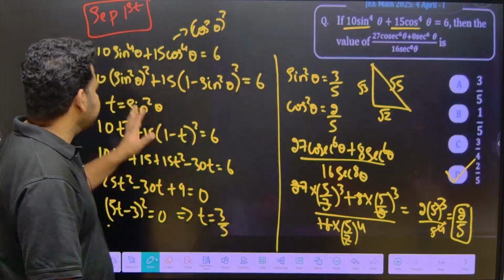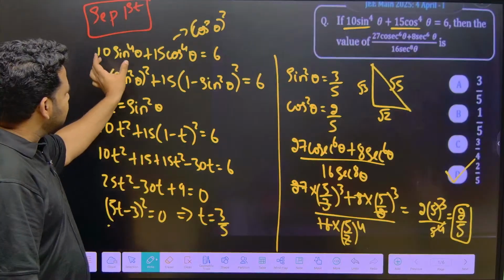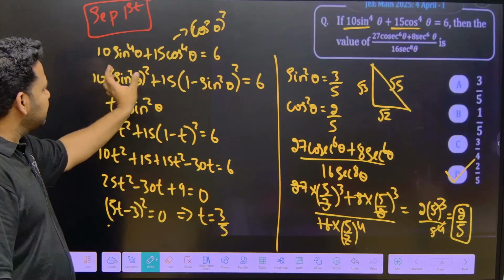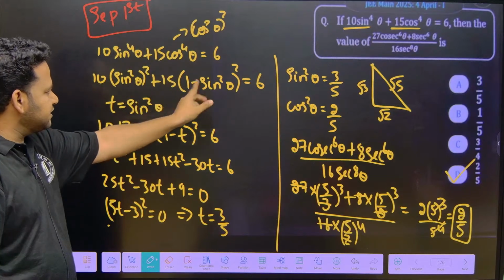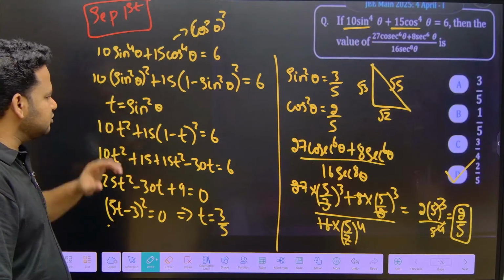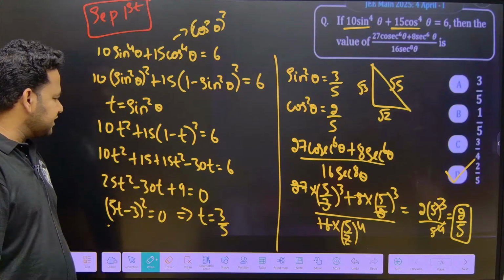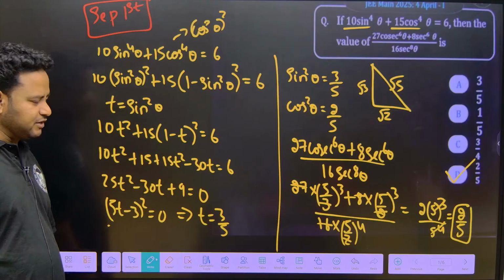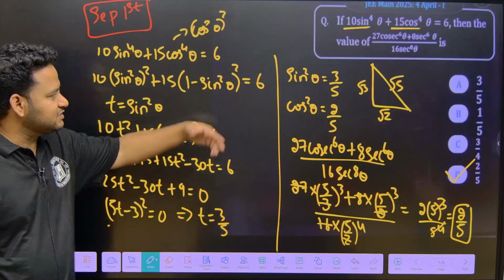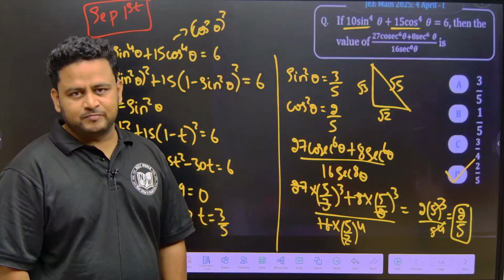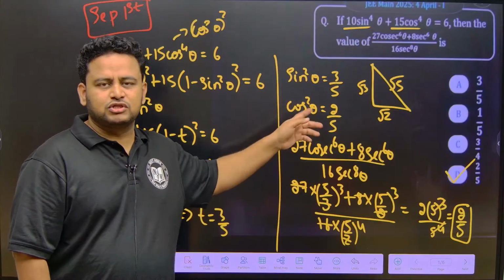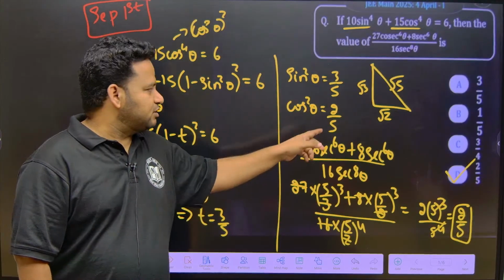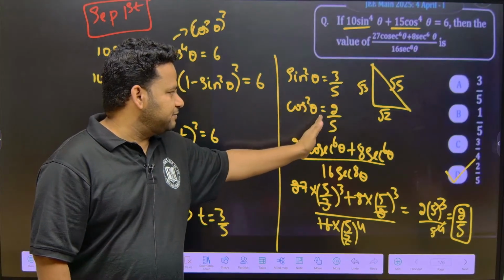Our trick is, first you have to convert either sine to cos or cos to sine. I have converted cos to sine in terms of 1 minus sine square theta. Then I have taken t equal to sine square theta. Then I will get this quadratic equation. I will solve this. I will get it as 5t minus 3 whole square. So t will be equal to 3 by 5. That is, sine square theta is equal to 3 by 5. That means sine theta is equal to root 3 by root 5. So definitely I can get cos theta also. Cos theta will be root 2 by root 5. So cos square theta will be 2 by 5.